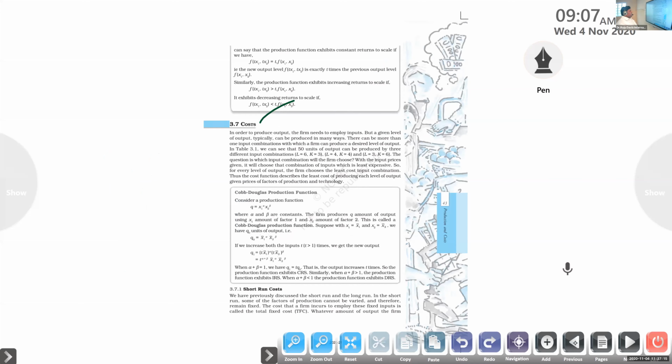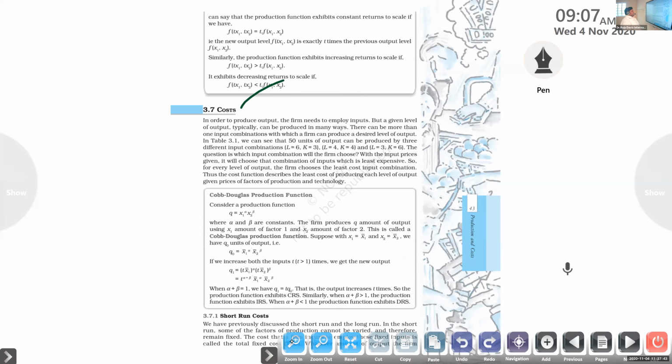And here it is: output typically can be produced in many ways. There can be more than one input combination with which the firm can produce a desired level of output. In table 3.1, we can see that 50 units of output can be produced by three different input combinations. What are those? L6K3, L4K4, L3K6. We already observed that.